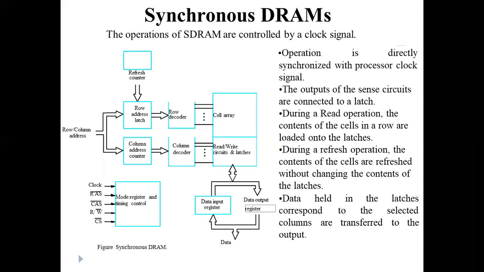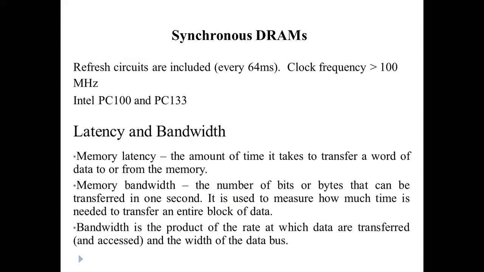The output of the sense circuit is connected to a latch. During a read operation, the content of the cells in the row is loaded onto the latch. During the refresh operation, the content of the cells is refreshed without changing the content of the latch. Data held in the latches corresponding to the selected columns is transferred to the output. This is the simple diagram of synchronous dynamic random access memory. Here you are aware of the row column address, refresh counter, and the cell array. Everything has been written over here. You can easily understand from the diagram itself. This is the synchronous dynamic random access memory.